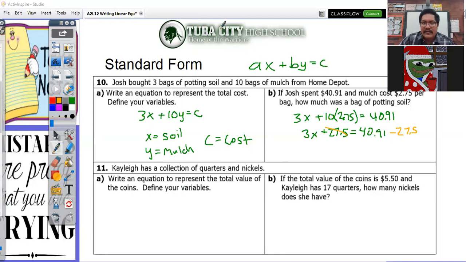There you go. So I got 13.41, 3x, oopsie. 3x equals 13.41. Now I'm also going to have to divide both sides by 3. So divide by 3, and you can already see that I'm running out of space. Divide that by 3 and we get X, the cost of a bag of soil is $4.47. Now I never really bought soil, but that makes sense to me.